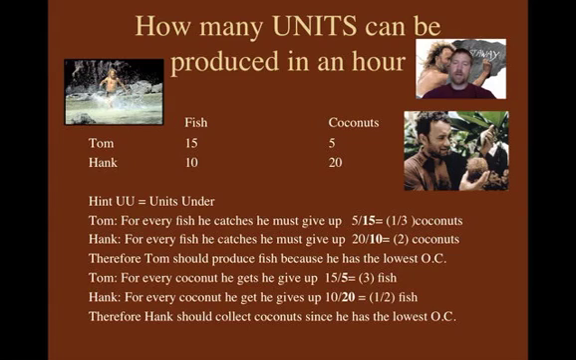Now we can do, again, very simply, we can look at the reciprocal of each of those and figure out the next part. It says that Tom, for every coconut he gives up, is 15 over 5, or he gives up 3 fish, in other words. And remember, he gave up a third coconut, so we know 3 over 1 would be 3 fish that he could have gotten. Hank, for every coconut he gives up, is 10 over 20, or half a fish. So who gives up the least amount? You got it. Hank did. You guys are doing great.